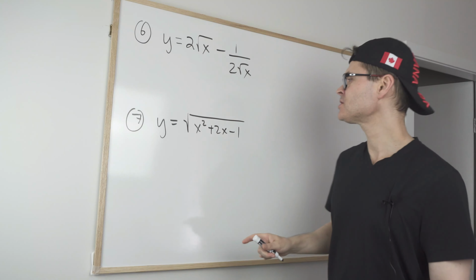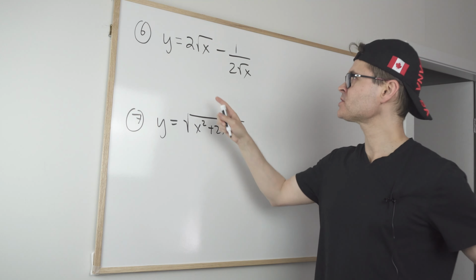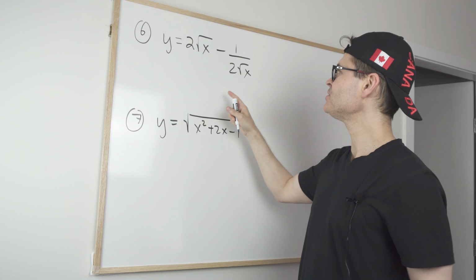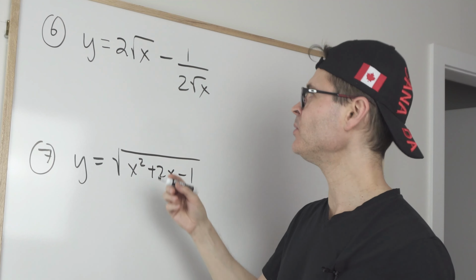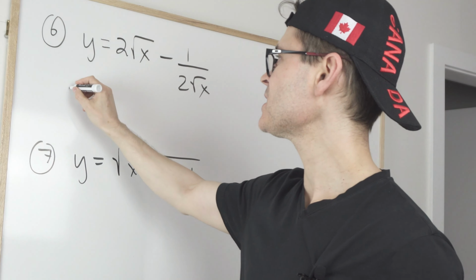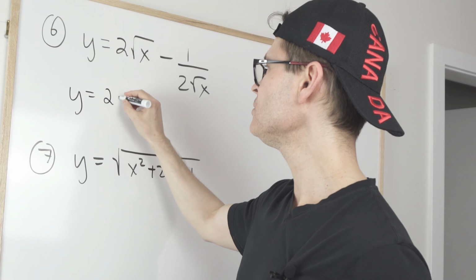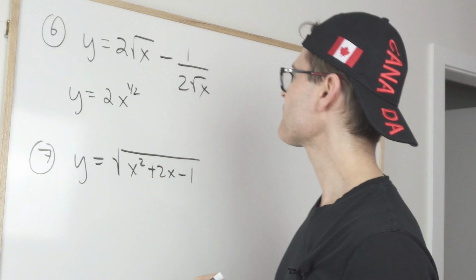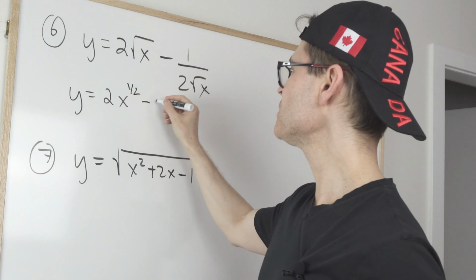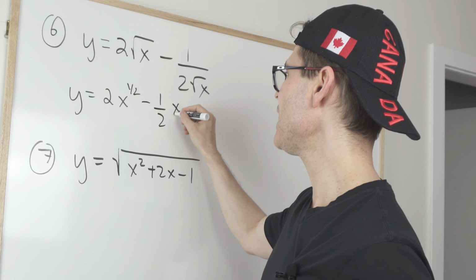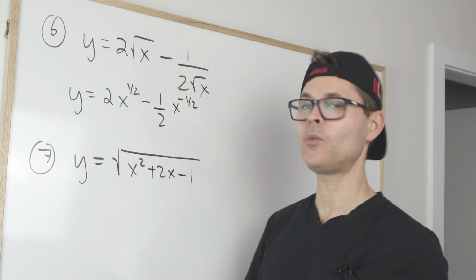All right, these next two have radicals in them, so if it scares you, pay close attention. What I would probably do is take all my radicals and write them as rational exponents. So that's equivalent to saying y equals 2x to the half. And then this is a half downstairs, becomes negative half upstairs. So there's negative 1 over 2x to the negative 1/2.